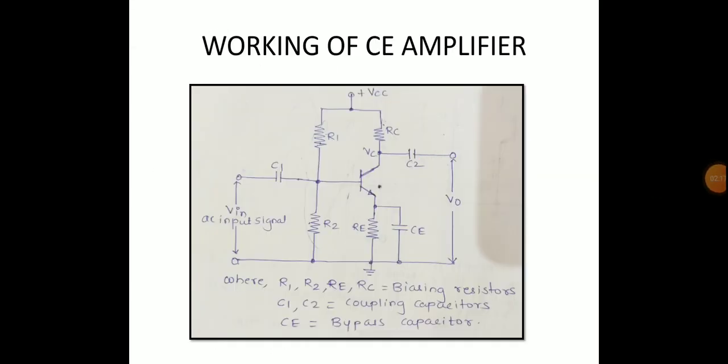Now let us see the working of CE amplifier. Why CE amplifier? Because the transistor is connected in the common emitter configuration. That is why it is called CE amplifier. Now let us see the working. When we do not apply any AC signal, in the absence of the AC input signal, the Q point currents IBQ and ICQ flow through the transistor.